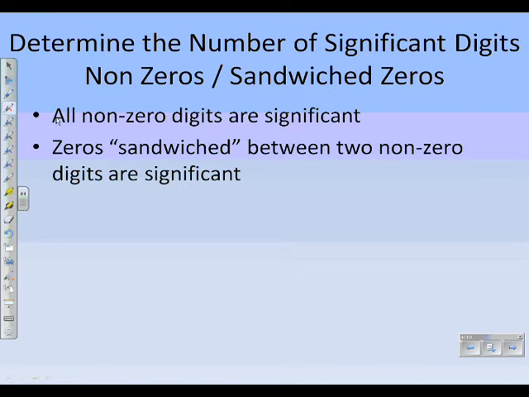So the first rule is easy, right? Any non-zero digit is going to be significant. If I write down 1, 2, 3, 4, 5, 6, 7, 8, or 9, it is a significant digit. The second rule is easy too.